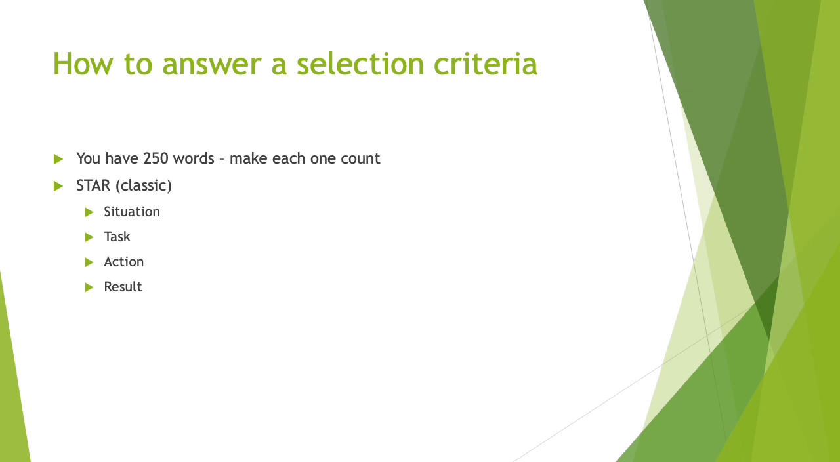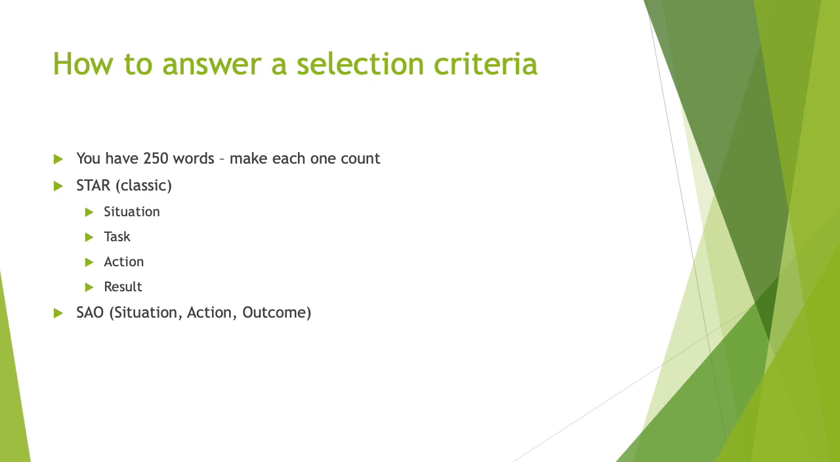The classic model for answering a selection criteria is to use the STAR approach, which is to talk about situation, task, action, and results. This is really important if you have any selection criteria which tells you to demonstrate something, because that means you must show an example. Another very similar one is the SAO, which is just situation, action, outcome.